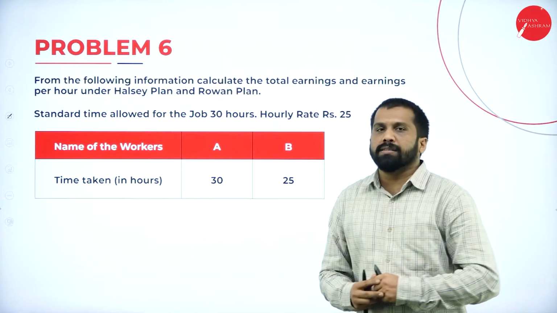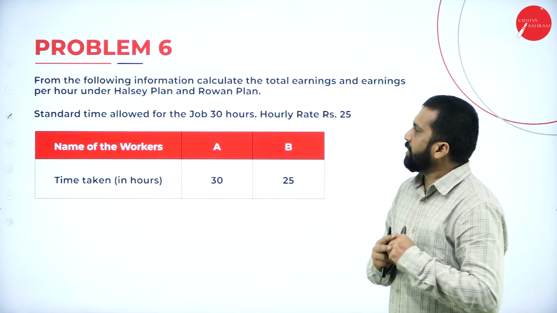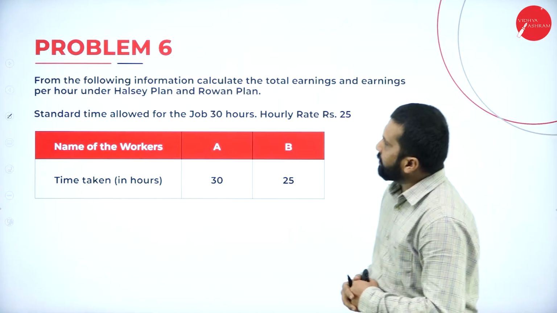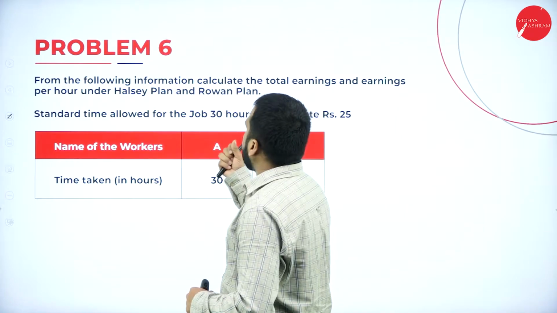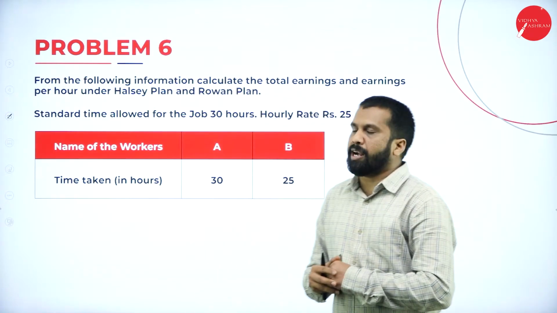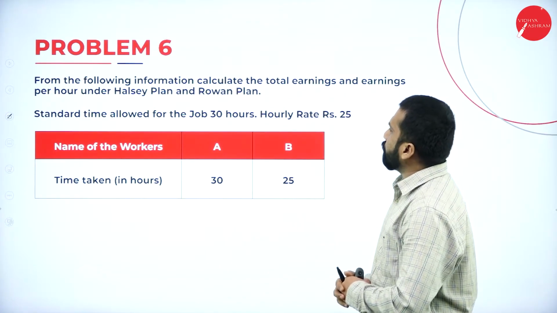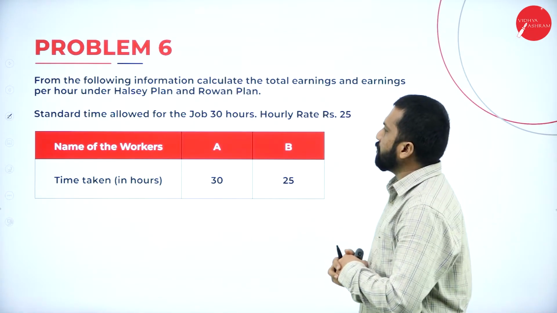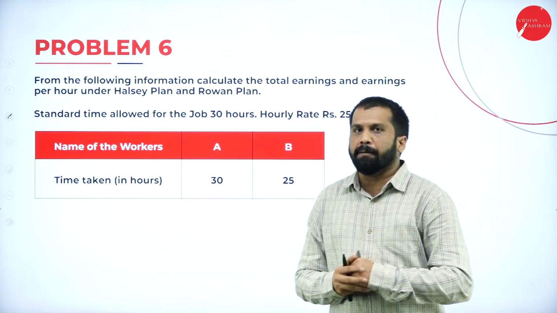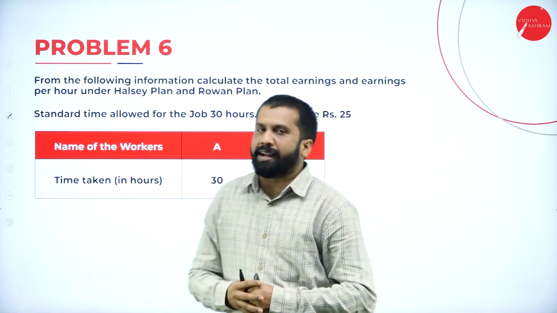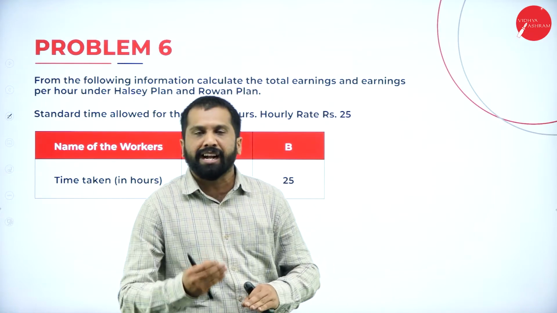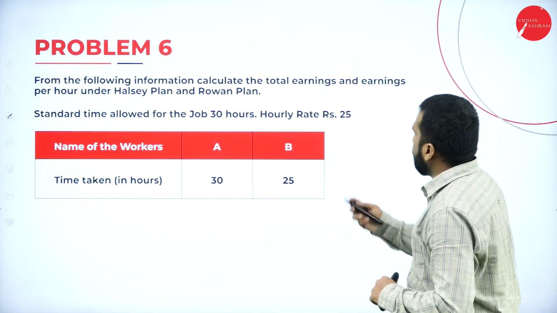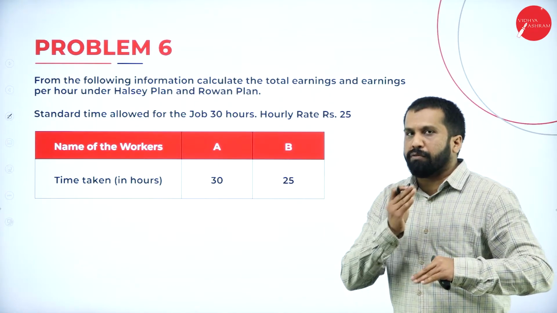Now, problem number 6. From the following information, calculate the total earning and earnings per hour under the wholesale plan as well as the Rowan plan. Standard time allowed for the job is 30 hours, and the hourly rate is 25 rupees per hour. All the information is given directly, no need to calculate any standard time or time saved. As per whatever we used to do, we'll follow the same thing.